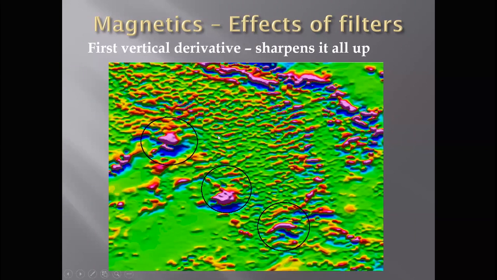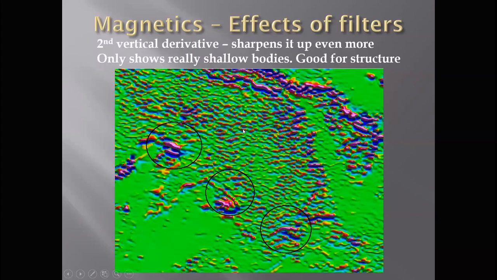You'll see this is first vertical derivative of the TMI, so we still have the low, and you'll see how much sharper everything's become, how much smaller, and then also this ripple texture, which is the background geology, is showing up much more clearly. And even more so if I do a second vertical derivative, this really breaks the body up into its component parts. You can see that some of these were in fact lobate or two bodies, very, very narrow features popping out.